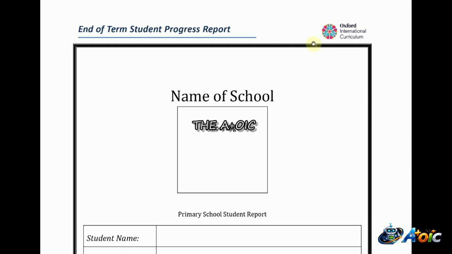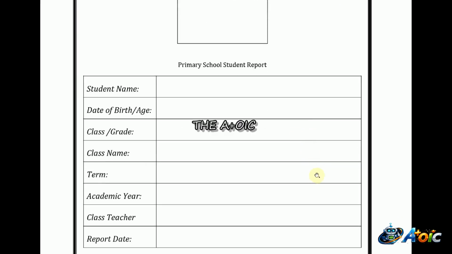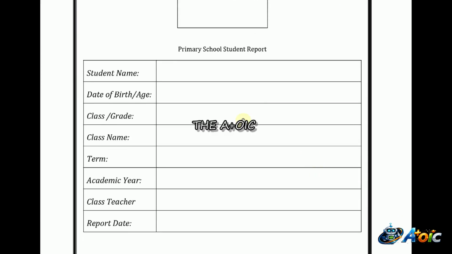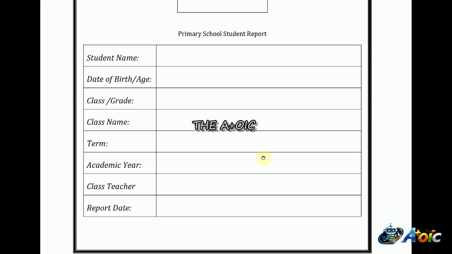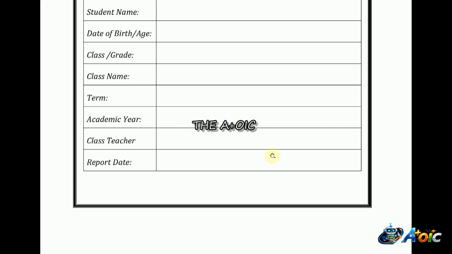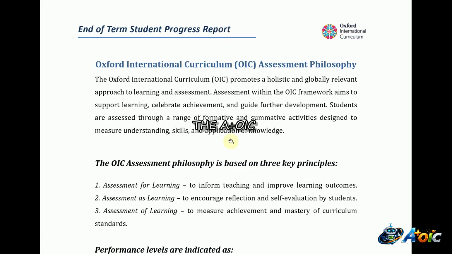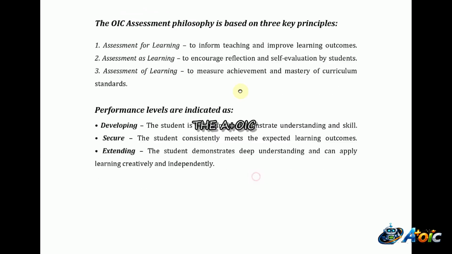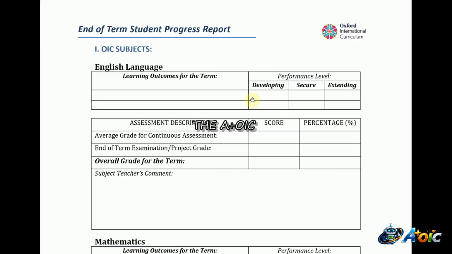This is the original report card. That is the official. So it looks like this. Sometimes it feels like it is a lot of work. Yes, sometimes it's just cumbersome and overwhelming, but it just has to be done. So looking at this, we have student name, date of birth, class, grade, class name, term, academic year, class teacher, report date, and then it goes on and on and on like this.